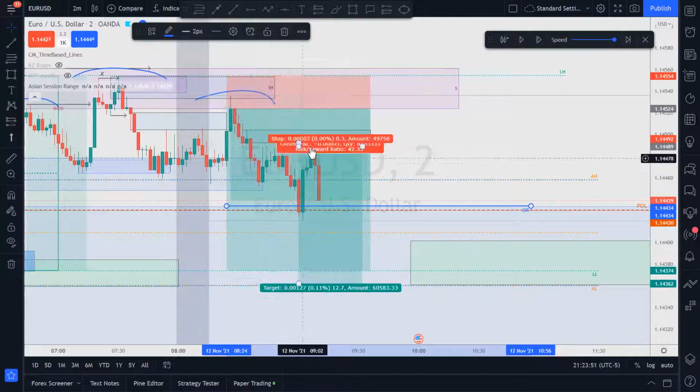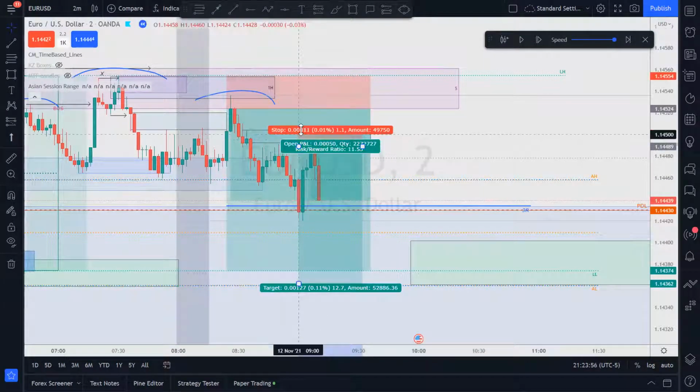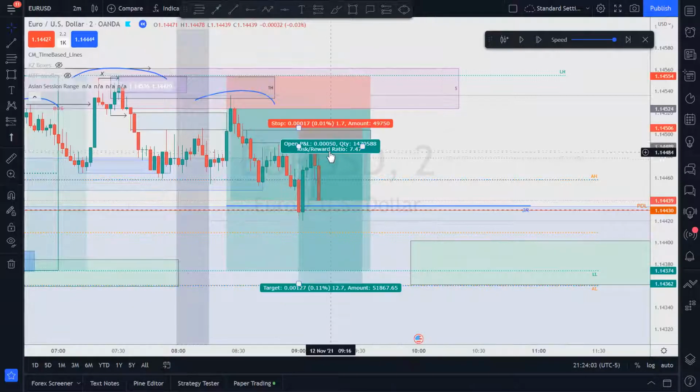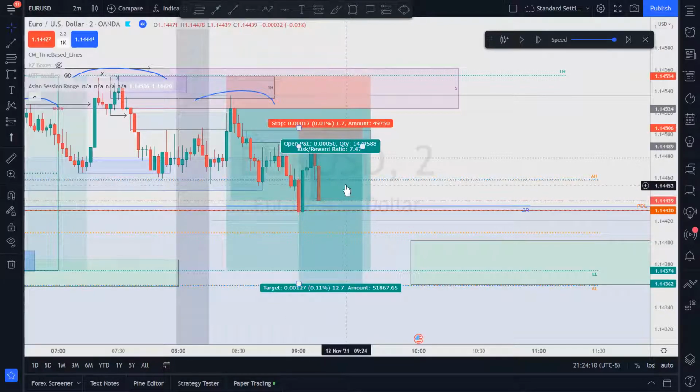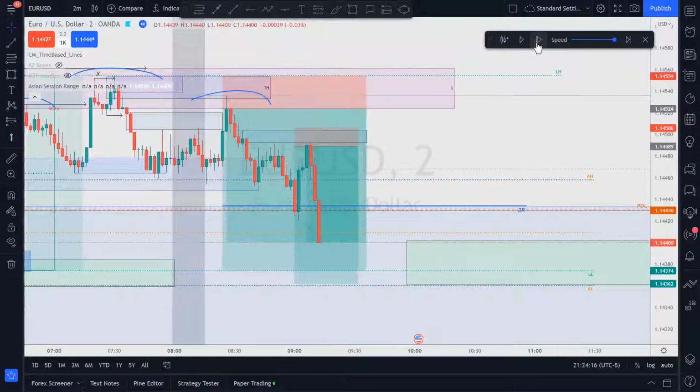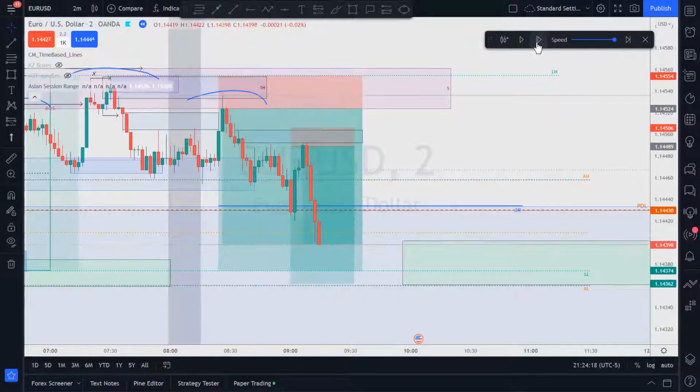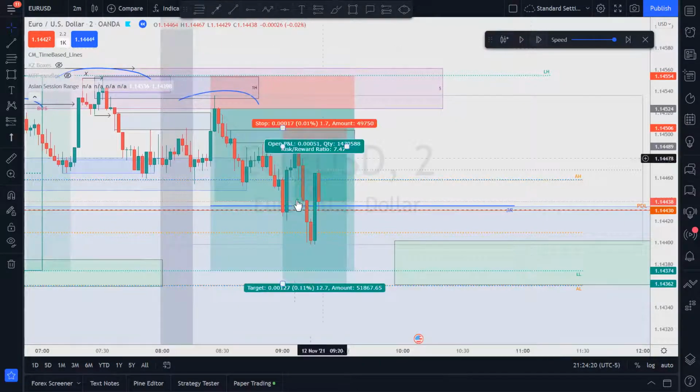What do you think this one was? I mean, with a stop loss of just under 2 pips, where do you think that 3R was? That 3R was a little bit before this, right around here. This thing ended up 12.7R.